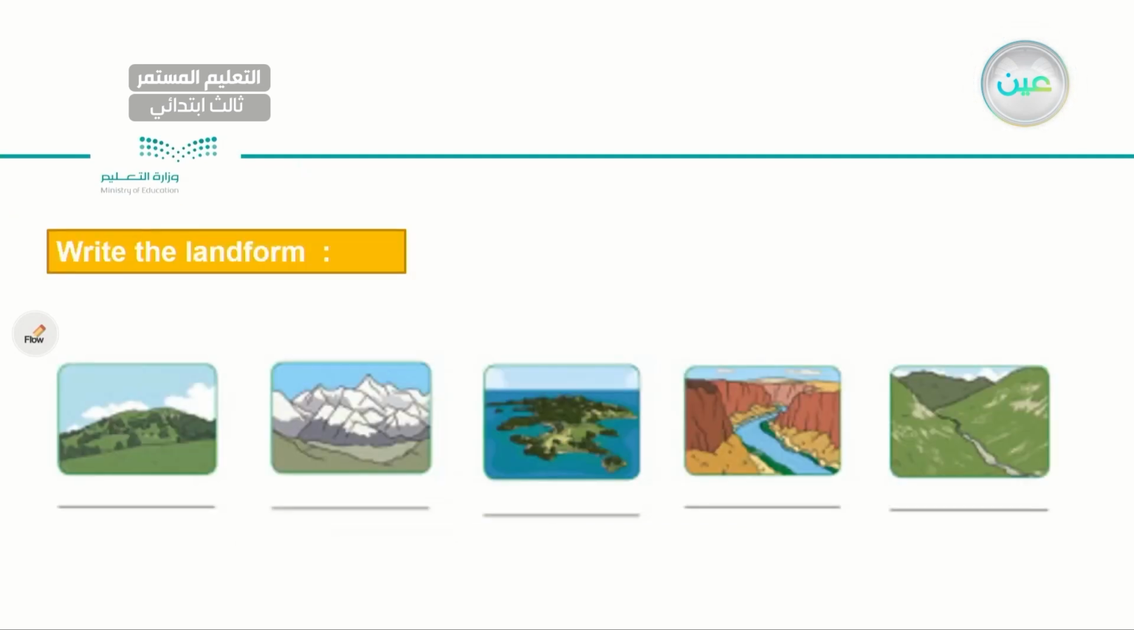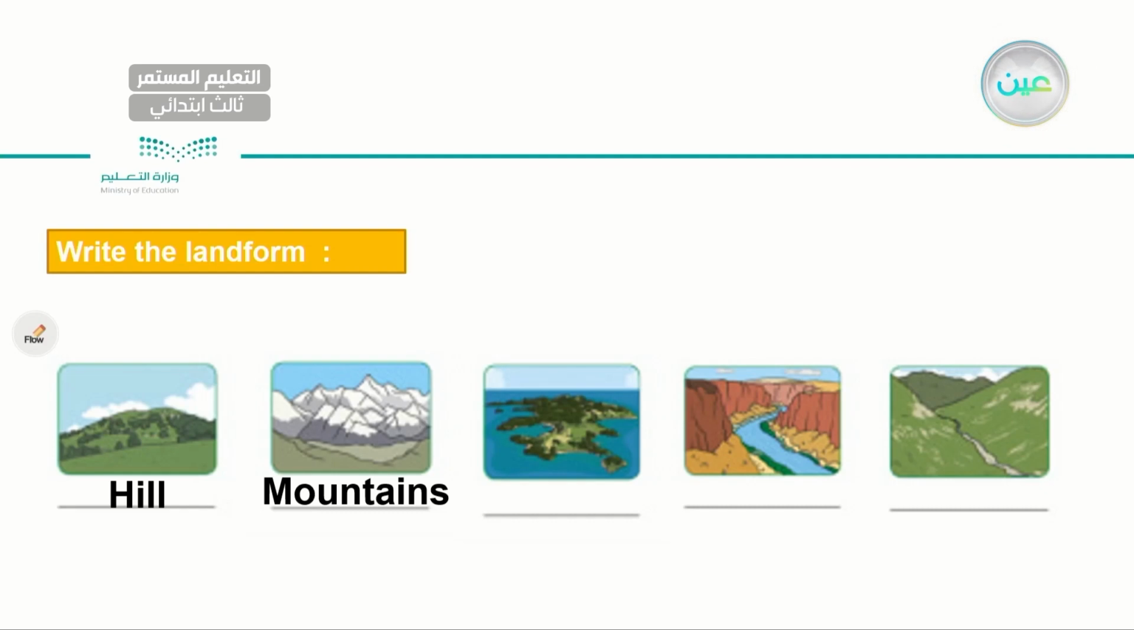Now, I need you to write the name of the landform here. Here I have 1, 2, 3, 4, 5 pictures of different landforms. If you can help me with the names of each one. For the first one, what do I have? I have hill. Okay? How about the second one? Right next to it, it's not a hill, it's a little bit bigger. Here I have some mountains. Very good. So, hill, mountains.